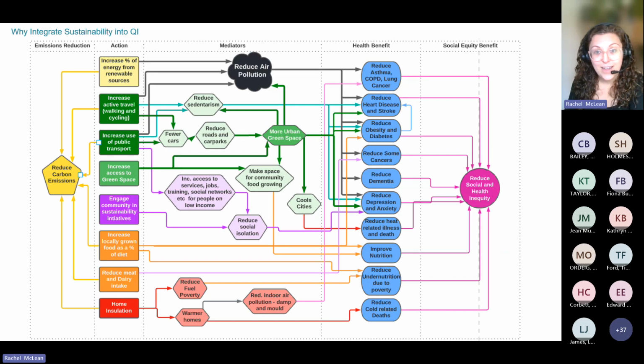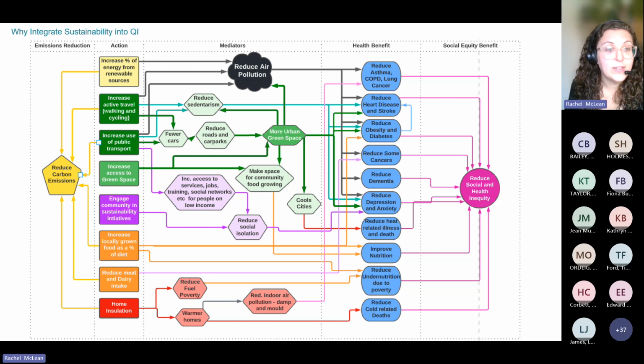And hopefully this slide gives some examples of this. I don't know if it's readable, so I apologise if it's quite difficult for you to see. I think we'll share a copy of the slides after as well, so you can have a look at the model in more detail. And I'm not going to go through the whole thing now, but on the left-hand side, here you can see that overall, if we're thinking about reducing carbon emissions, there's a list of actions that we can take. And then on the right-hand side, you can see some of the health benefits and the social equity benefits of these actions. And so if we look first at the first three actions.